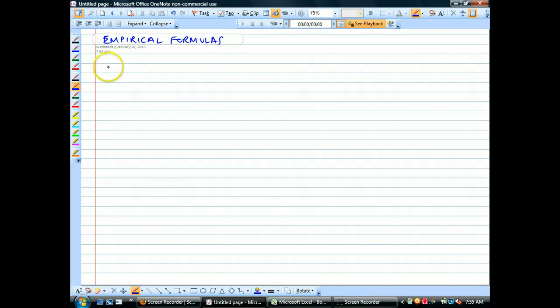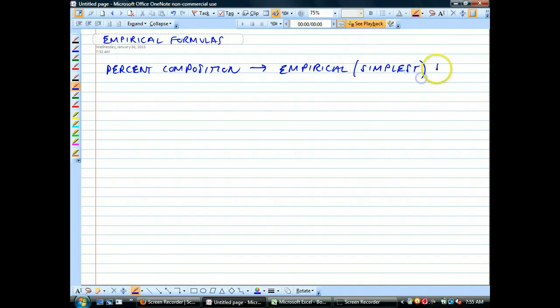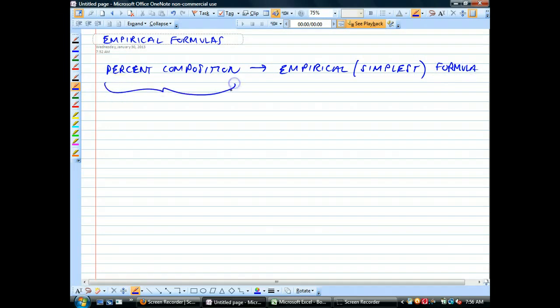Starting with percentage, so going from what's called percent composition to the so-called empirical, or also known as the simplest formula, meaning the smallest ratios of the subscripts or of the moles. So formula, percent composition. Of course, first of all, we should take a look at what we mean by percent composition.